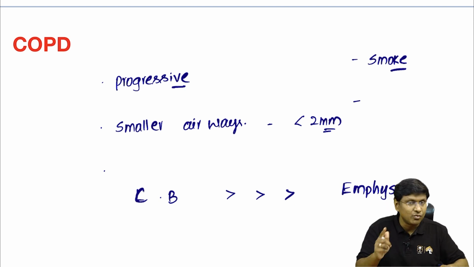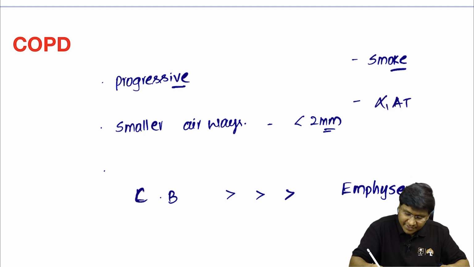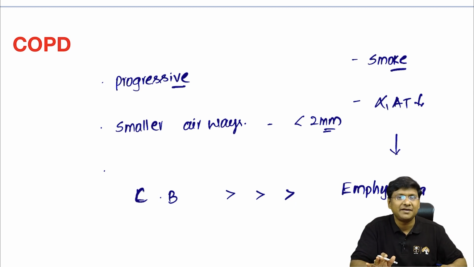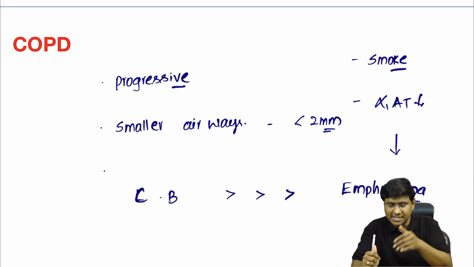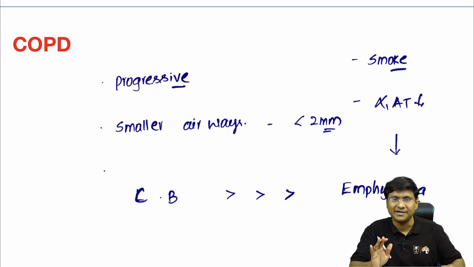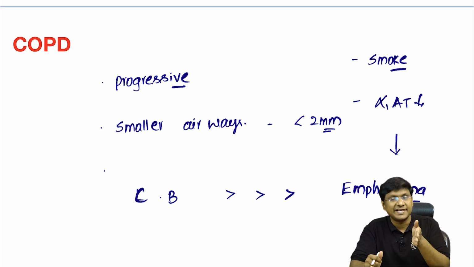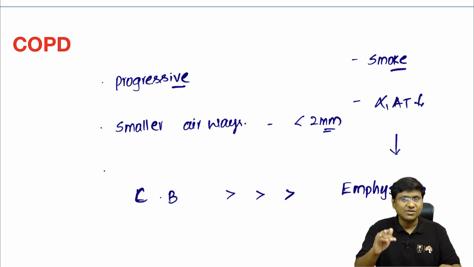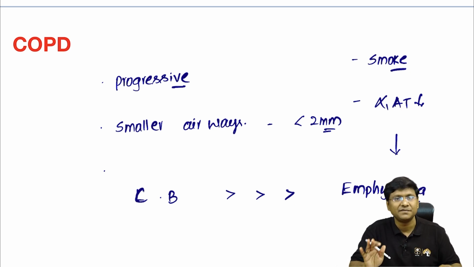We also have one important risk factor, that is alpha-1 antitrypsin deficiency, which will also result in the development of emphysema. This alpha-1 antitrypsin deficiency is mainly due to mutation of a gene called the SERPINA1 gene. That is what is responsible for the alpha-1 antitrypsin deficiency, right? And the next important thing is occupation, where there is exposure to fumes and chemicals, and environmental pollution. So these are all the risk factors for the development of COPD.